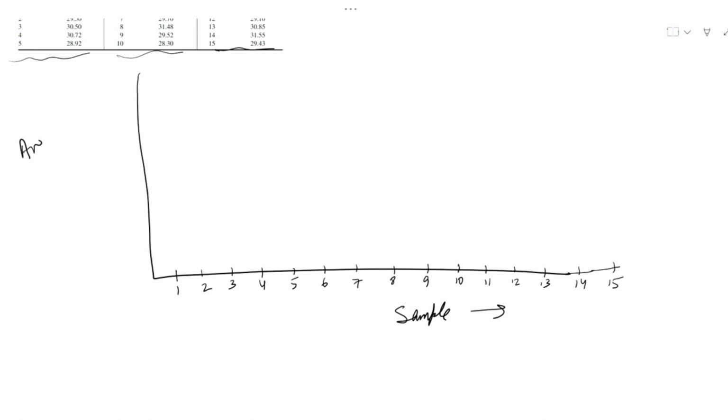Now the average thickness is 25 to 33. 25, 26, 27, 28, 29, 30, 31, 32, 33.